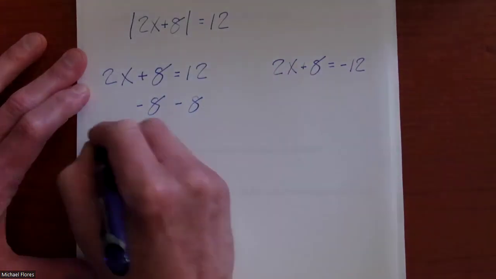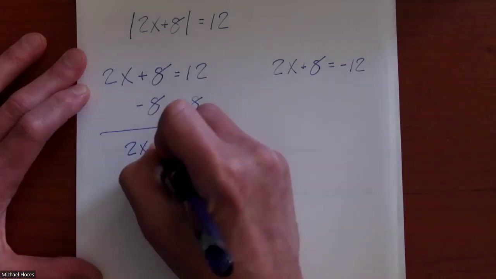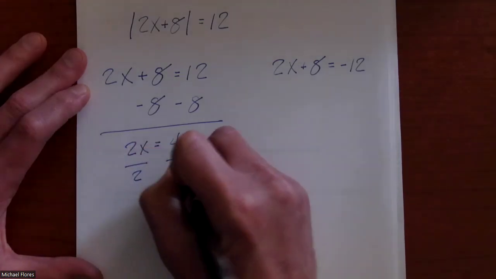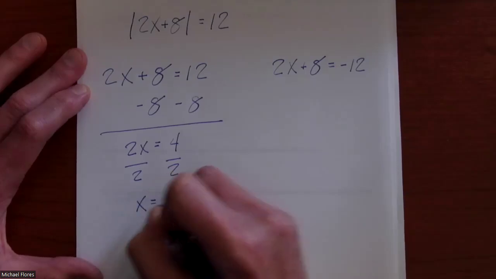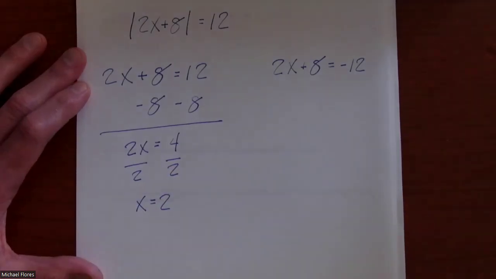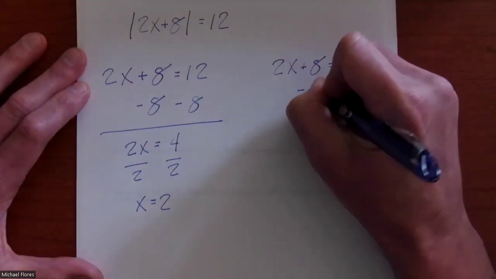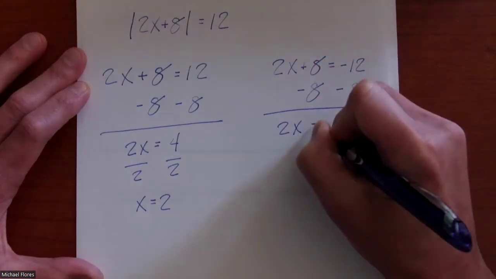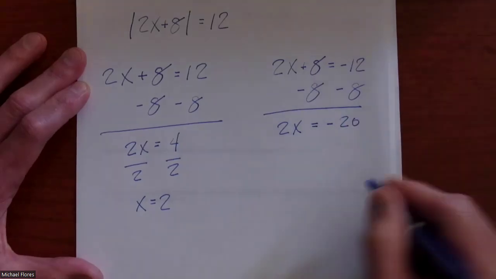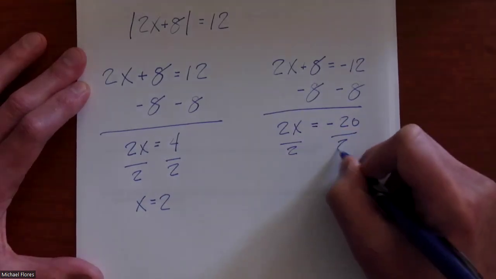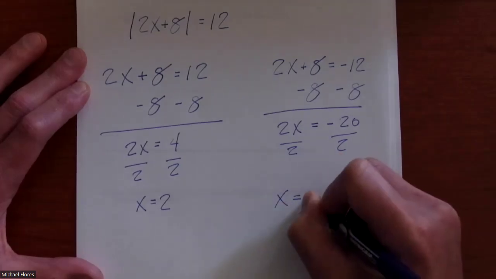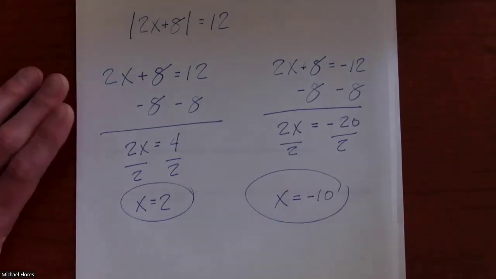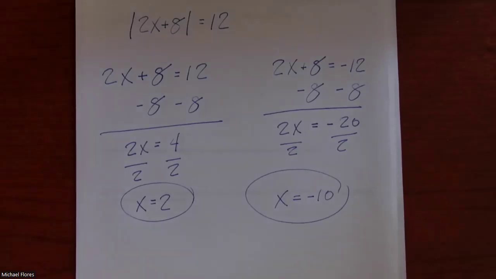Start by subtracting 8 here. Divide away that 2. There's our first solution. Subtract away the 8. Divide away the 2. X equals -10. Both of those solutions, if you plug them in and solve, would work.